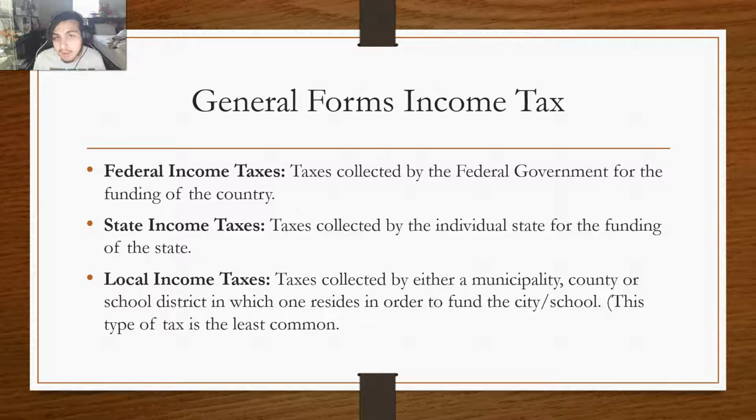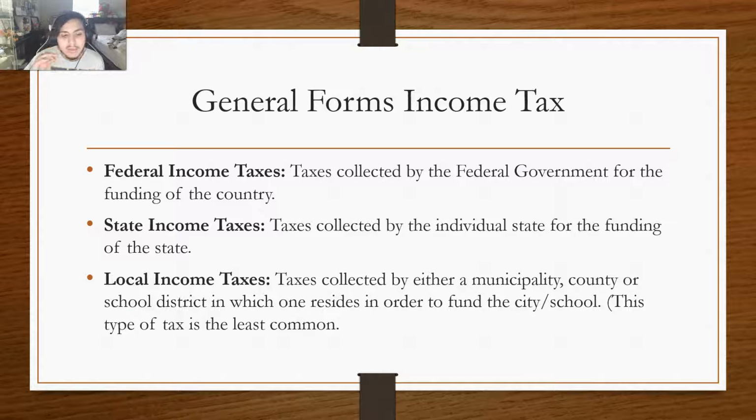So on top of the federal government taking a percentage of your income, the state also comes in and takes a percentage of that to fund, again, the state, whatever state projects they want to do. Let's say the state wants to build a new highway. Maybe the state wants to introduce electric car chargers around the state. That's where the money would go towards.